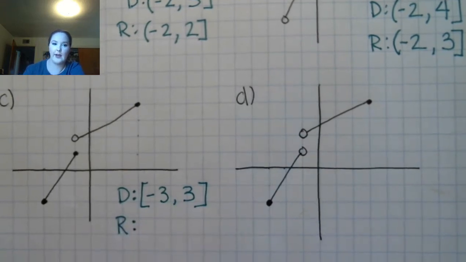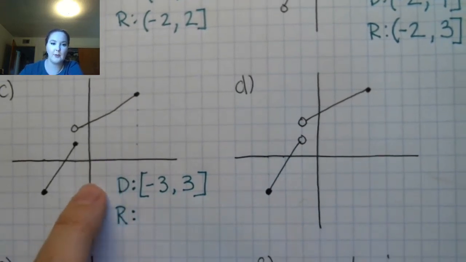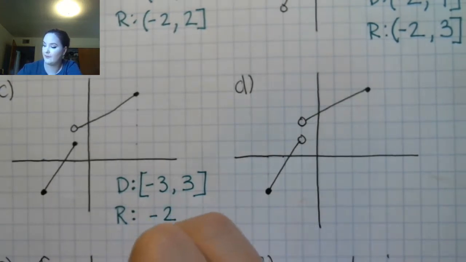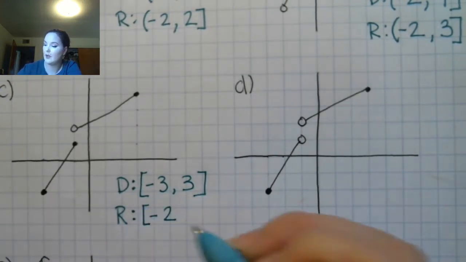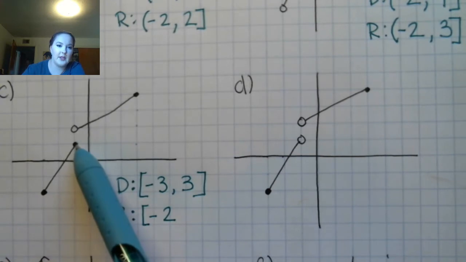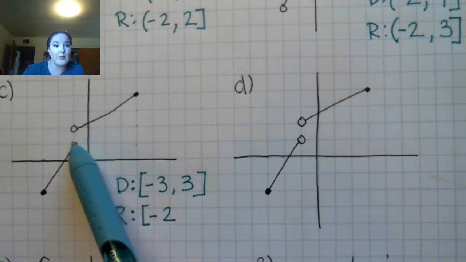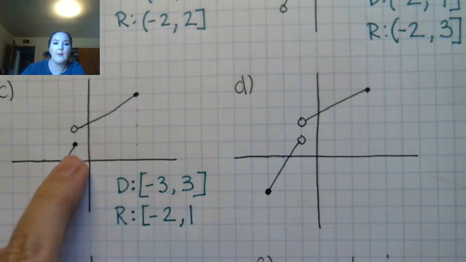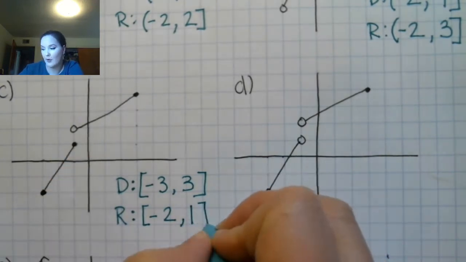Now let's look at the range. I'm going to start at the bottom, which is at -2. Then I'm going to move up until I get to the break, starting at the bottom, going up to here. Now I can see that my y values are ending at this point, and there is a gap in y values. So I'm going to end at 1, and that point is included, so I'll use a bracket.